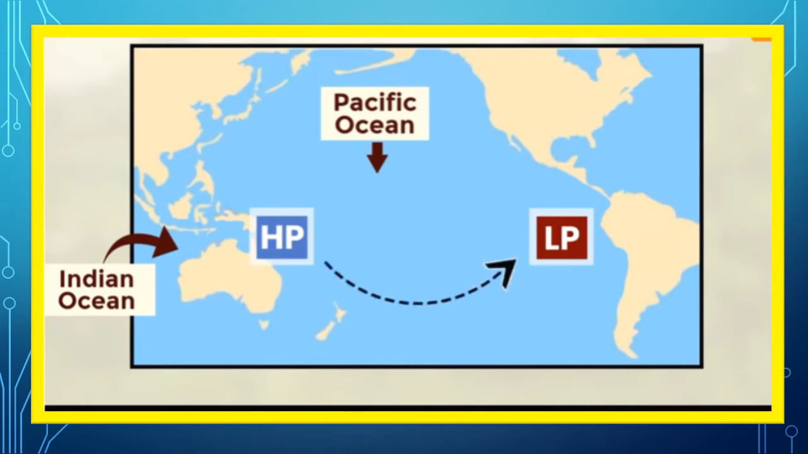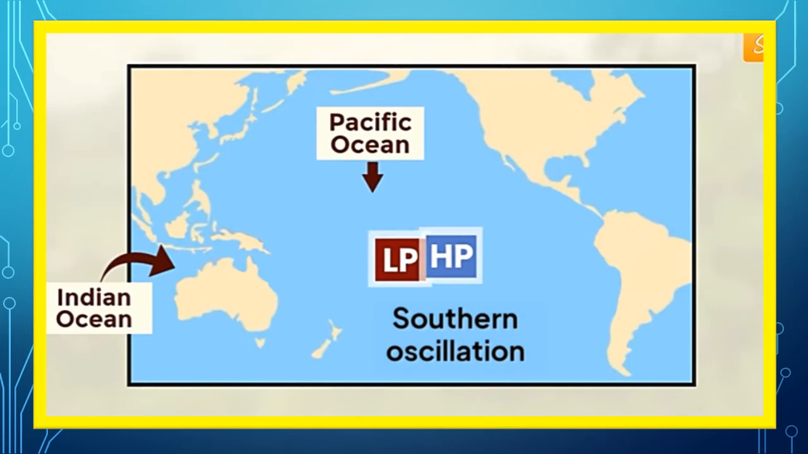Now in certain years, whenever the trade winds are weak, there is a reversal in the pressure comparison. Now what happens here? High pressure develops in the Indian Ocean and low pressure in the Pacific Ocean. So now winds will blow in the reverse direction. It will blow from high pressure, that is from Indian Ocean, towards Pacific Ocean. And when this reversal takes place, when there is a shift between the high pressure and low pressure, it is called Southern Oscillation. The periodic change in the pressure condition is called Southern Oscillation.